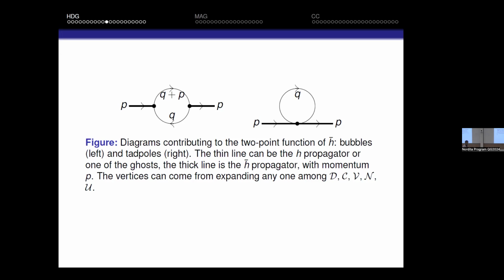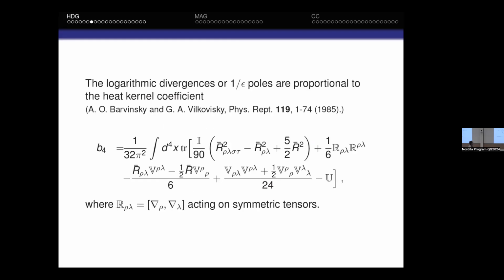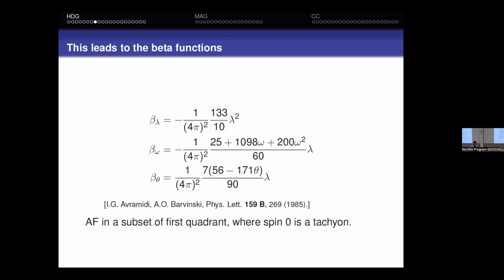And now you can ask yourself how these bubble and tadpole contribute to the beta functions that are known in the literature. And in particular, how they enter in this B4 coefficient. And you see what happens here is that notice, for example, the following fact, that here U appears linearly.